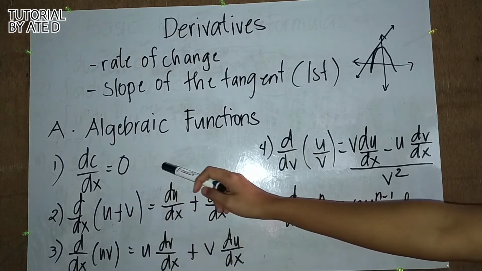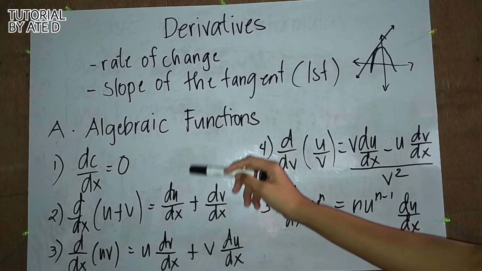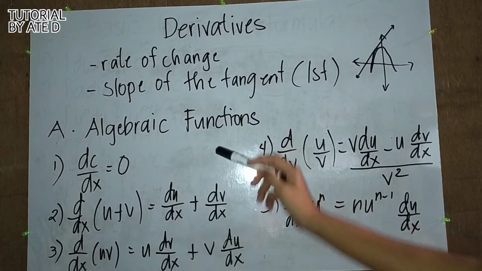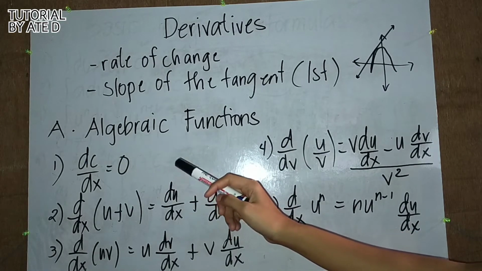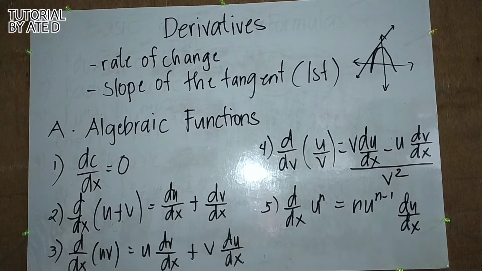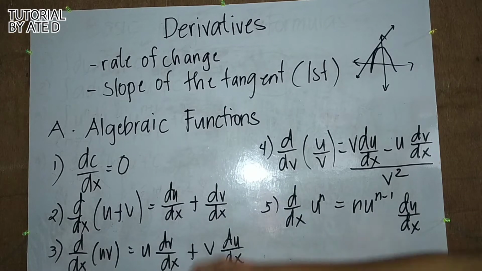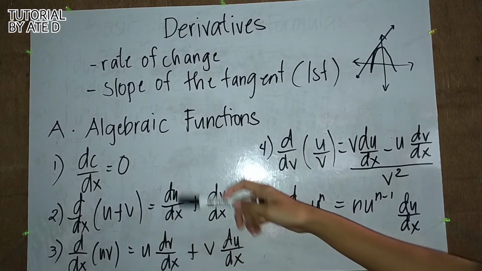So, for number 1, dc dx. Meaning, the derivative of a constant is always 0. Meaning, kahit gaano kalaki yung number dyan o gaano kaliit, it will always be 0 kapag kukuhanin mo yung derivative niya. So, for number 2, so the derivative of two functions na pinag-a-add, ganito ang kakalabasan niya.